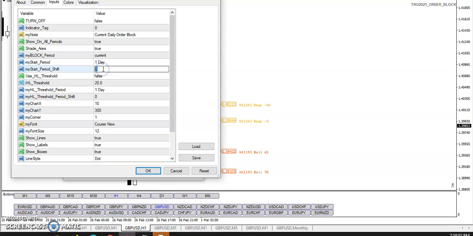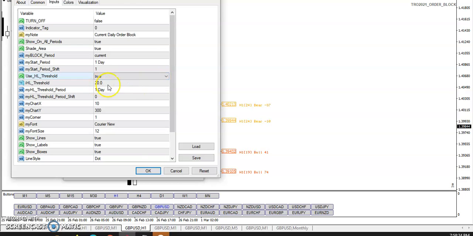So you can have that shift in there. You can go back days, weeks, months, however you want to do it. Now, they use the high-low threshold. This is where if you only want to see order blocks within a certain number of pips of the daily high, daily low, you set this to true.